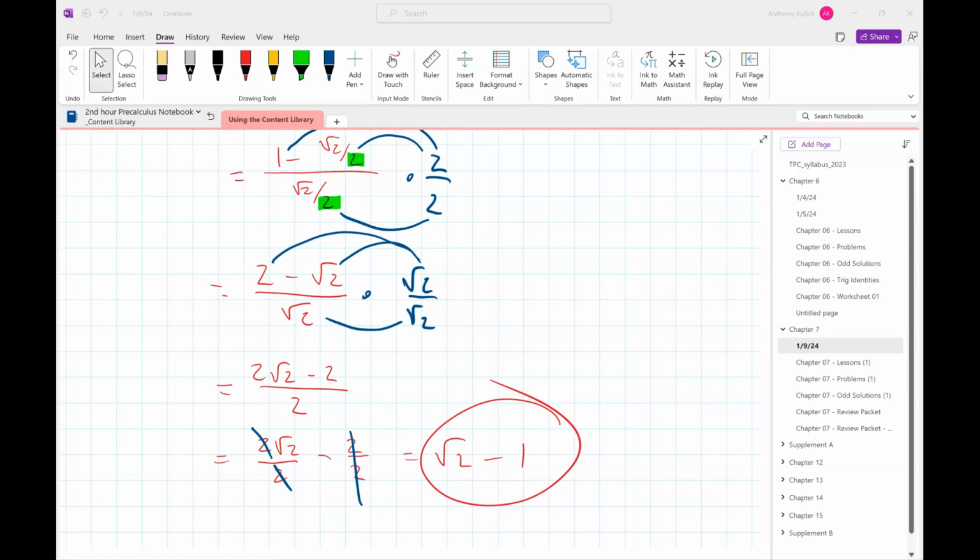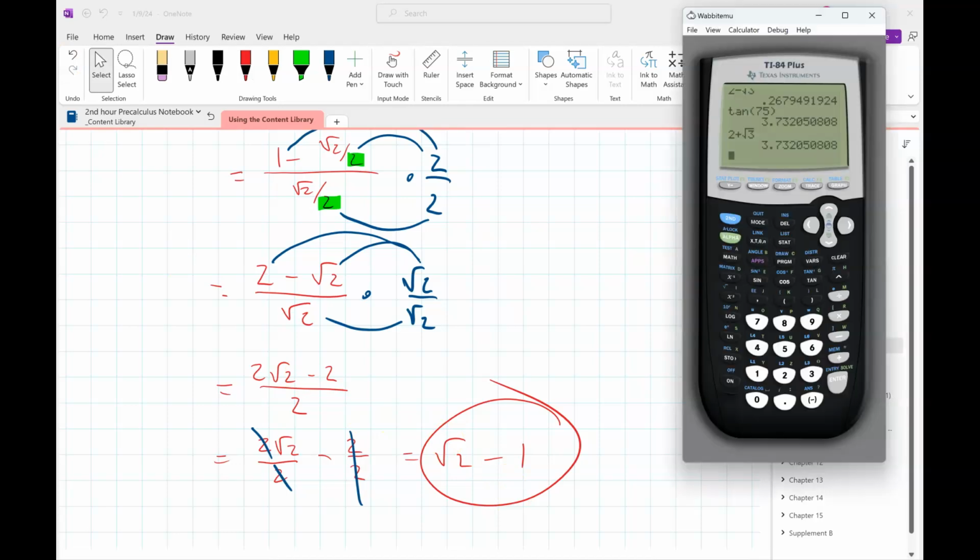Worth pointing out to you guys again that these are all checkable. So I'll just use 22.5. If I do tan of 22.5, that was my starting problem, and then I do square root 2 minus 1. Same thing.